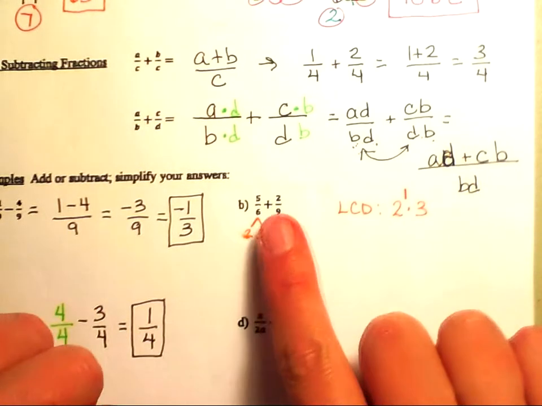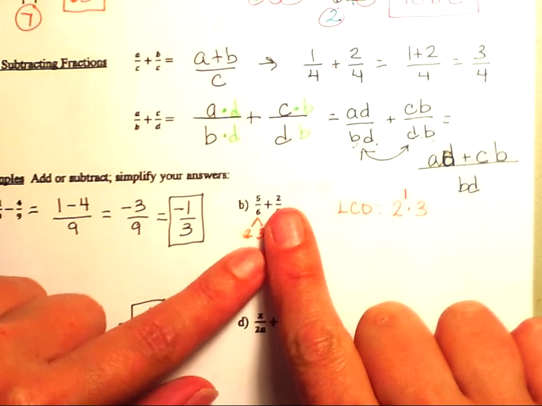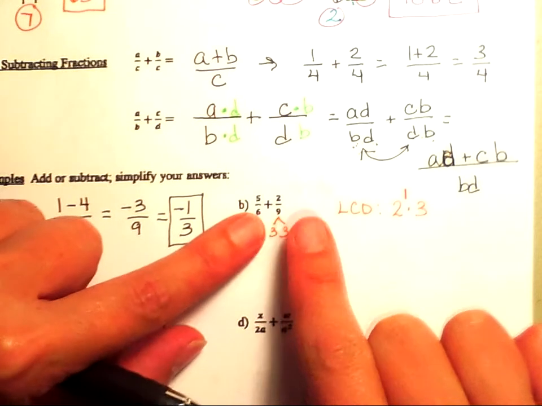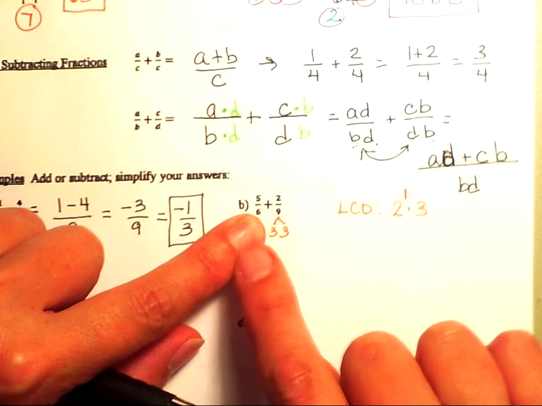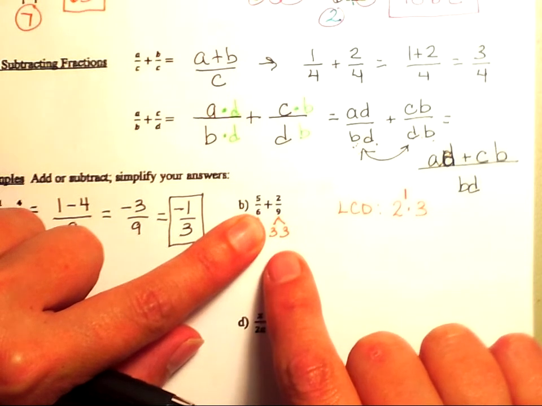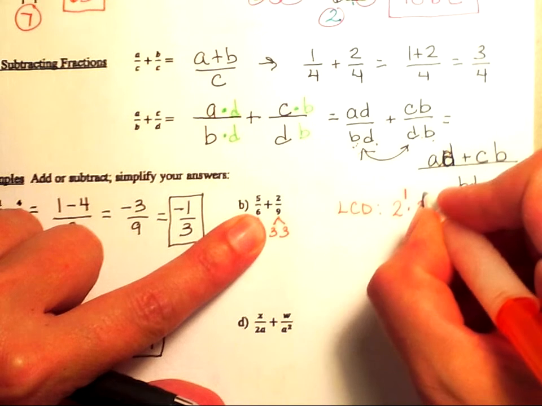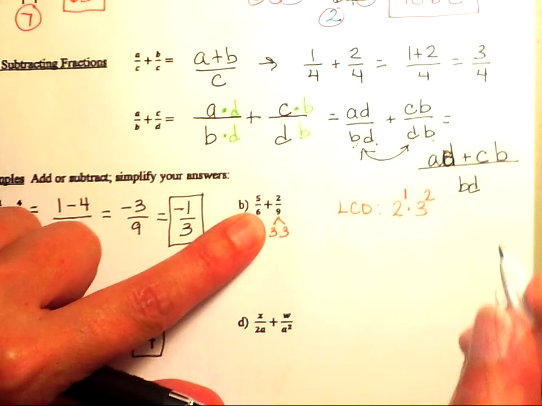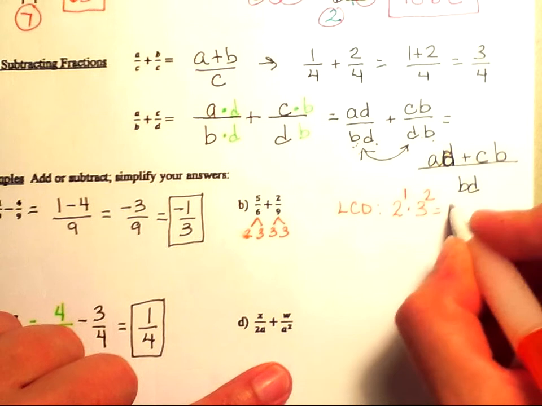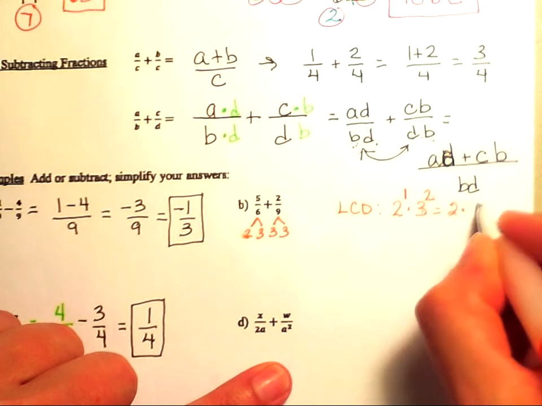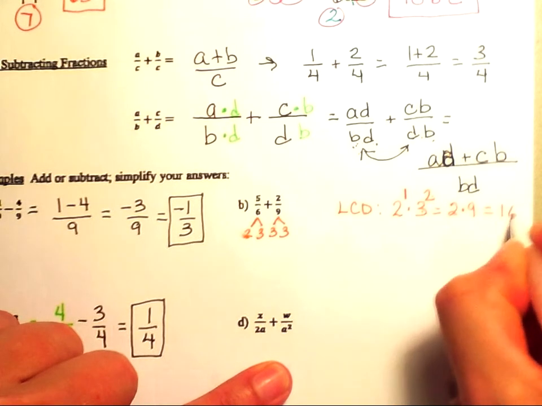Then I do the same thing for 3. Here the 3 is represented 1 time. Here the 3 is represented twice. So between the two denominators, the maximum amount of times the 3 is represented is 2 times. And this will be our common denominator. Well, 2 to the first power is just 2. 3 squared is 9. Our common denominator is 18.